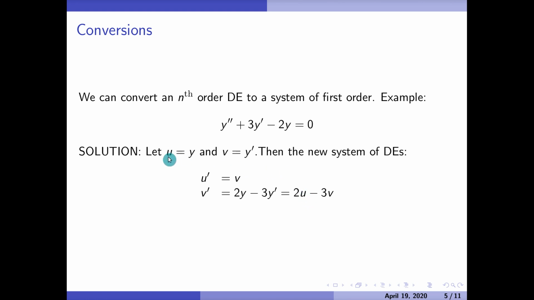So notice that if I take u prime, that's equal to y prime, and y prime is equal to v. So therefore, my first equation is u prime equals v. Second equation, v prime equals y double prime, and y double prime is 2y minus 3y prime. Converting that into u and v, that should be 2u minus 3v. And so therefore I have a system of two equations in my two unknowns. Good.